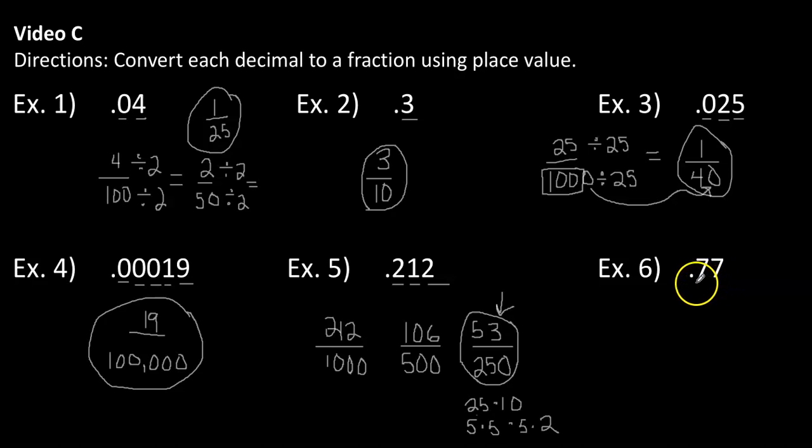That brings us to our last example. Tenths, hundredths. So I put 77 over 100. And 77 is made up of just 7 times 11. And I can't divide 100 by 7 or 11, so I know that this is reduced completely. So now you can go ahead and try 1 through 23 on your paper.